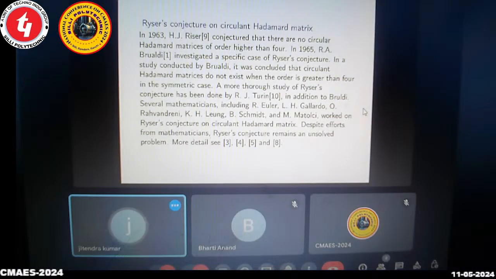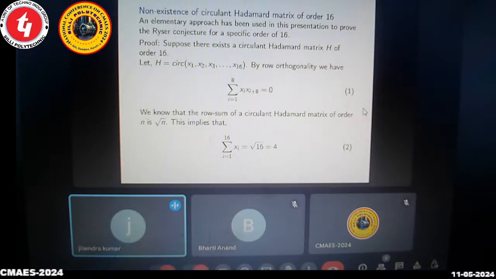Rajah's conjecture, history of Rajah's conjecture, and some words on this topic. My work starts from here. Non-existence of circular Harmon matrix of order 16. An elementary approach has been used in this presentation to prove Rajah's conjecture for a specific order, 16.